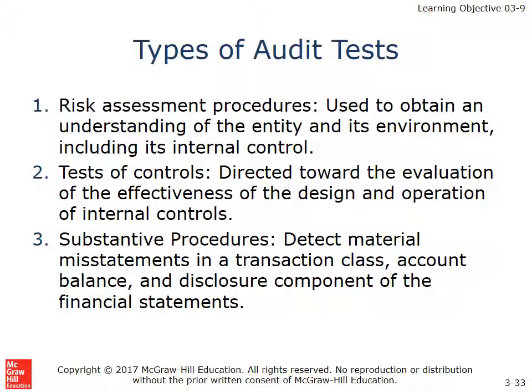So, are they good internal controls written down on paper? And not only that, are they operating? Are people actually following them? So we test that. And in a public company, we're required to. In a private company, we're not required to, but we still do it. Substantive procedures, then, are used to detect material misstatement in a type of transaction, an account balance itself, or disclosures. So that's where our typical misstatement could occur, and that's what we're looking for during these procedures.